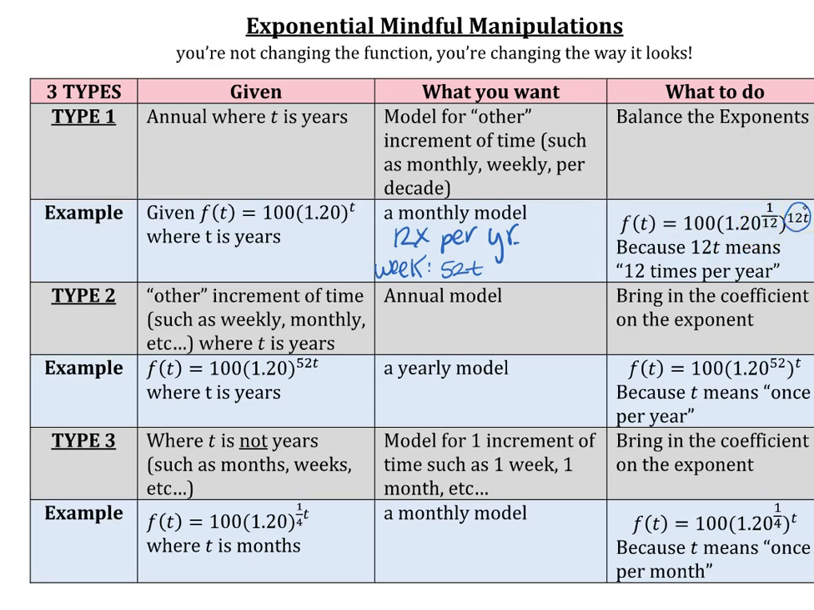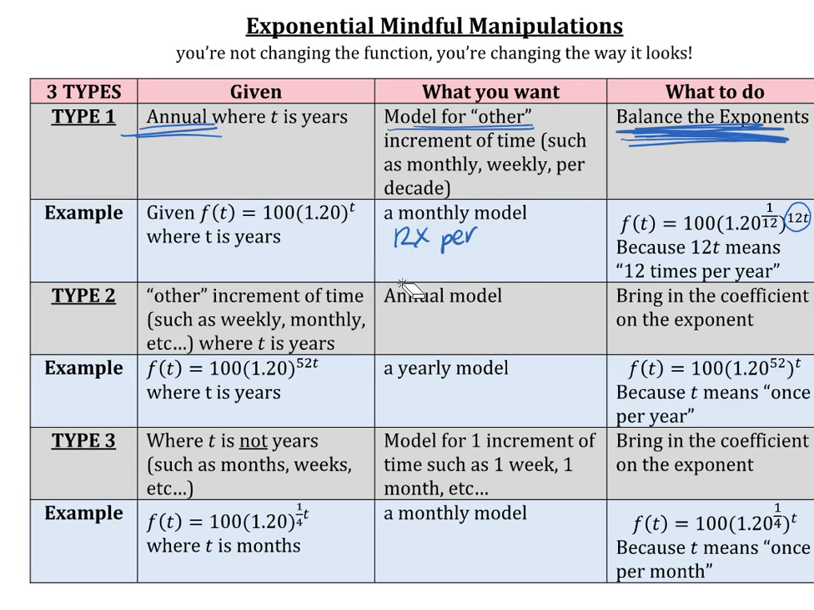52 and so forth. If I wanted, I'll go in the other direction, let's say I wanted a decade. That means I would want that outside exponent to be 1 over 10t because that would be once every 10 years. But then I'd have to balance it on the inside by raising it to the 10. Okay, we have a ton of examples about this, so take a look at those, but that's the idea. So you're balancing the exponents. So when you're going from annual to another increment of time, we balance.